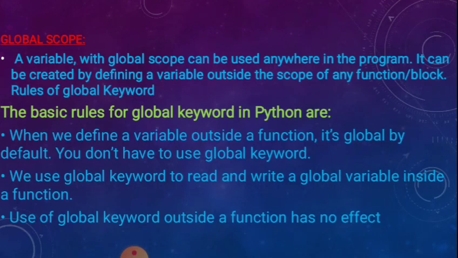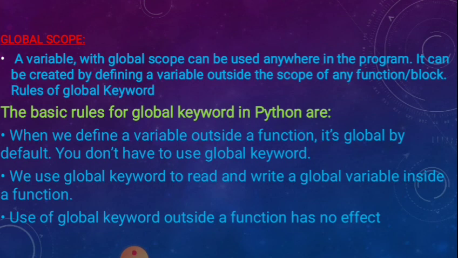Next one is global scope. A variable with global scope can be used anywhere in the program. It can be created by defining a variable outside the scope of any function. The basic rule of the global keyword in Python: when we define a variable outside the function, it is global by default. You don't have to use the global keyword. We can use the global keyword to read and write a global variable inside the function.